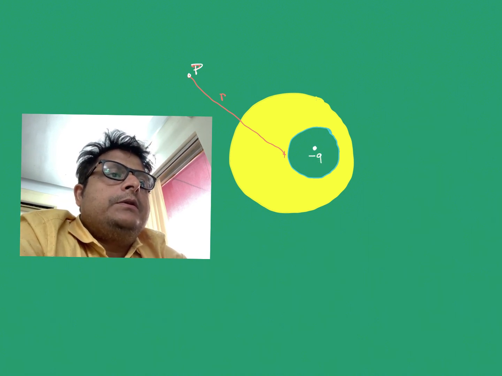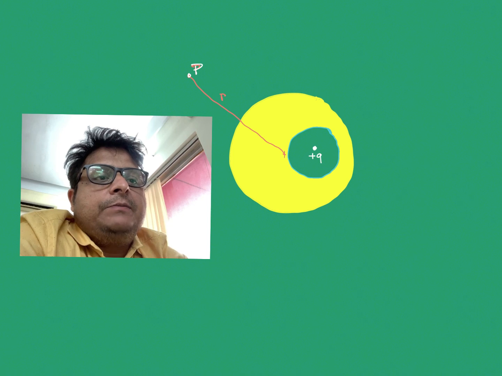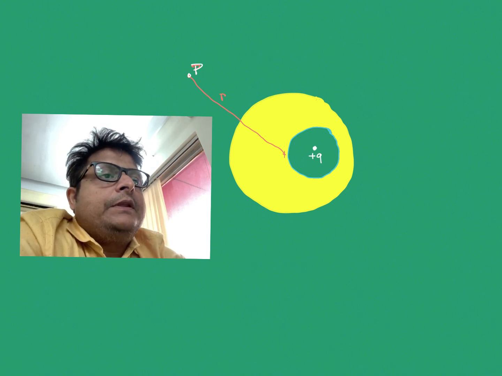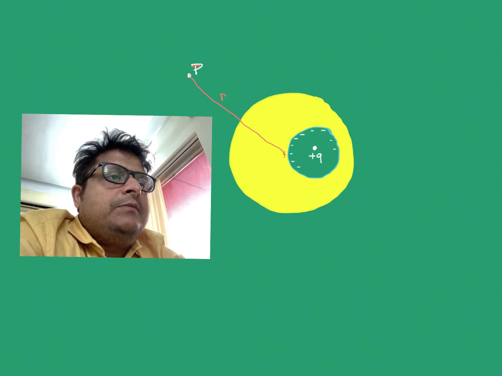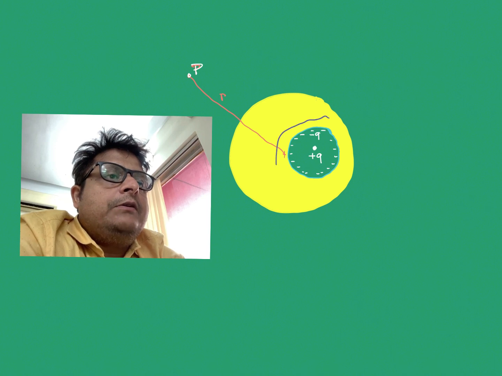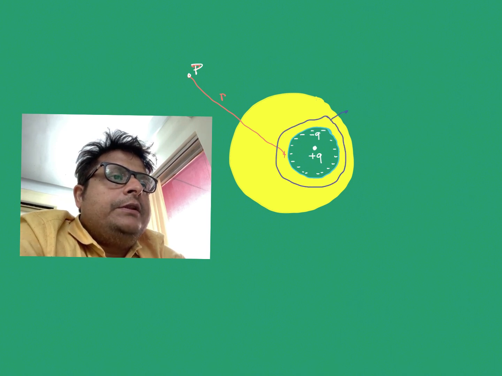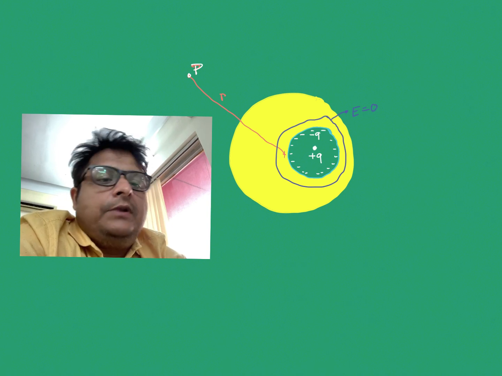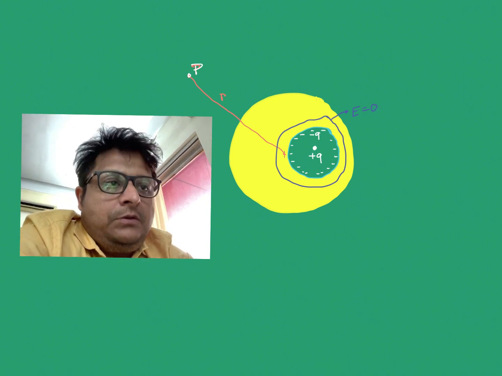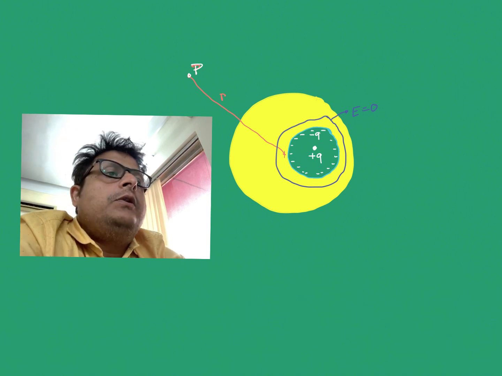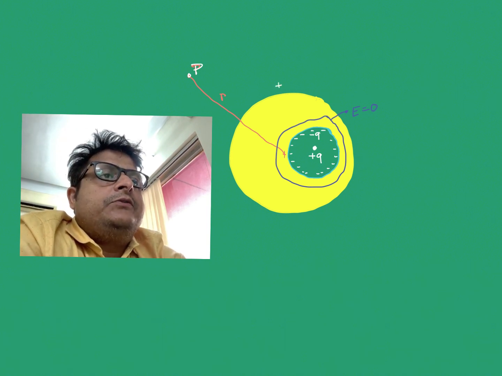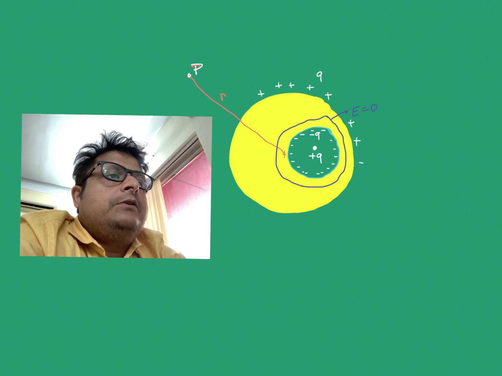If you have a charge plus q inside this, then on the inside surface of the sphere you have a charge minus q, because this has got to be there, right? Because if you apply Gauss's law here, the field in this conductor is equal to 0, so the net flux, that is the net charge enclosed, is 0. So minus q, and as a whole this conducting sphere is neutral, so this charge plus q will settle on the outer surface of the conducting sphere.